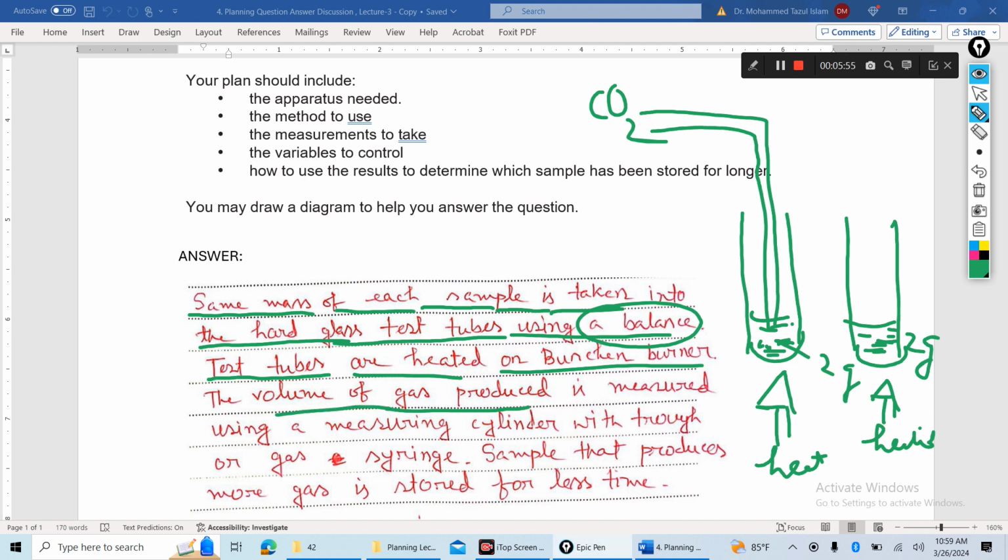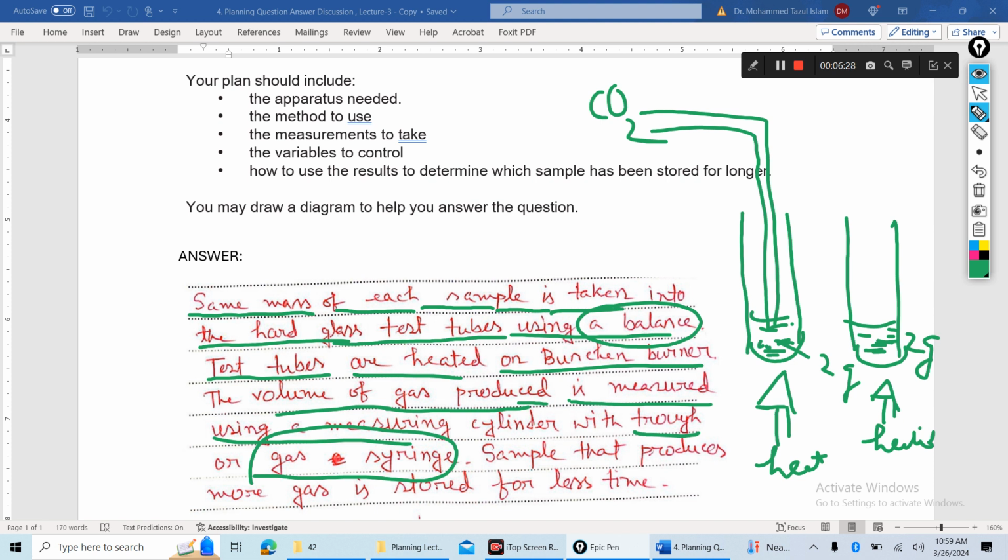The volume of carbon dioxide gas is measured using a measuring cylinder with trough, or you can measure the volume of gas using a gas syringe apparatus. So using a measuring cylinder with trough or gas syringe apparatus, you can easily write that the volume of carbon dioxide produced is measured using a gas syringe apparatus.